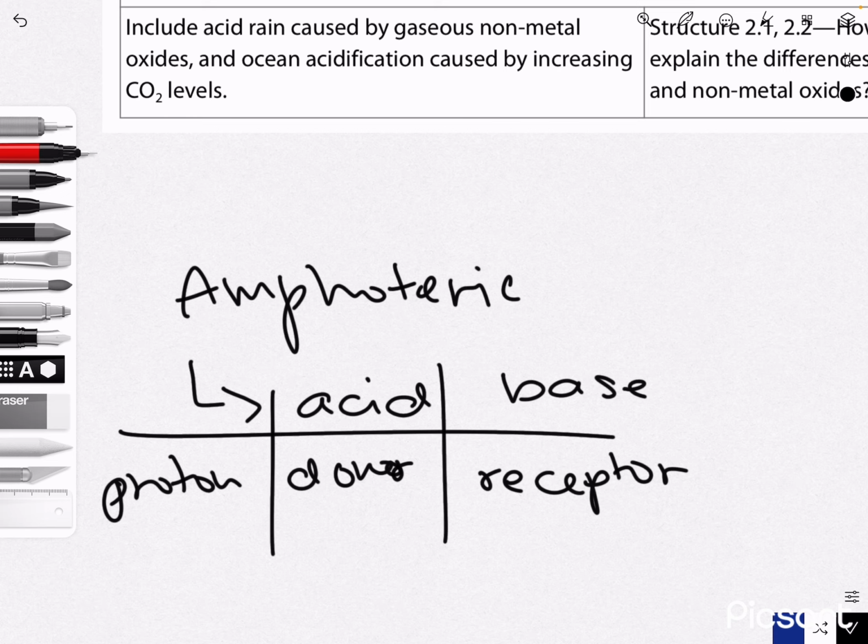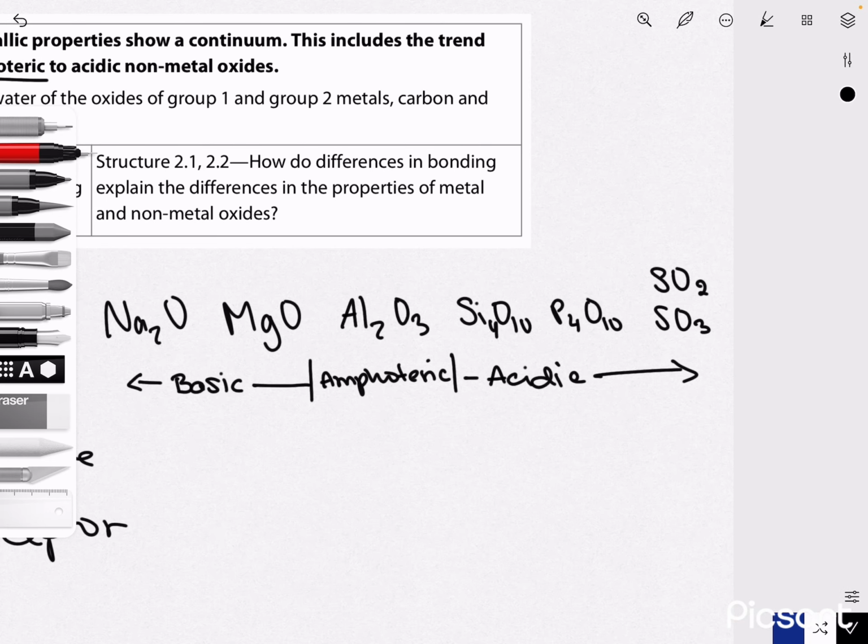So let's just take a moment to look at our period 3 oxides and look at their properties. We start at the left with our sodium, and then at the very end we've got sulfur. Now we can see that here we've got our basic oxides, we've got acidic oxides, and in the middle, aluminium oxide is amphoteric. And these properties have to do with the electronegativity across these elements.